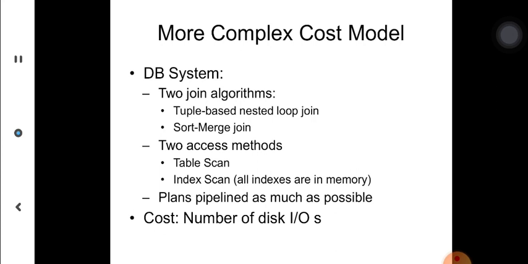In the database management system, we have two join algorithms, tuple-based nested loop join and sort merge join, and two access methods, table scan and index scan. One is the join operation in terms of tuple and sort merge, and access means in terms of table scan or index scan. And cost is the number of disk input outputs.